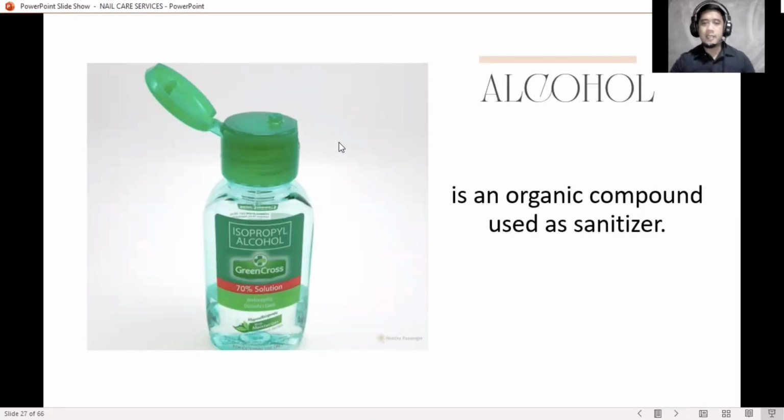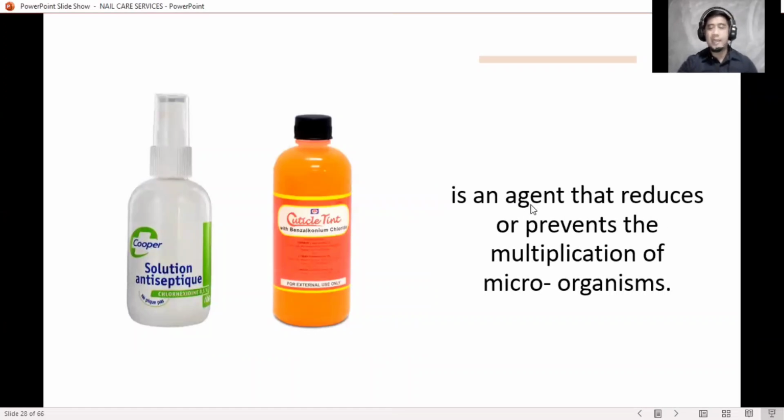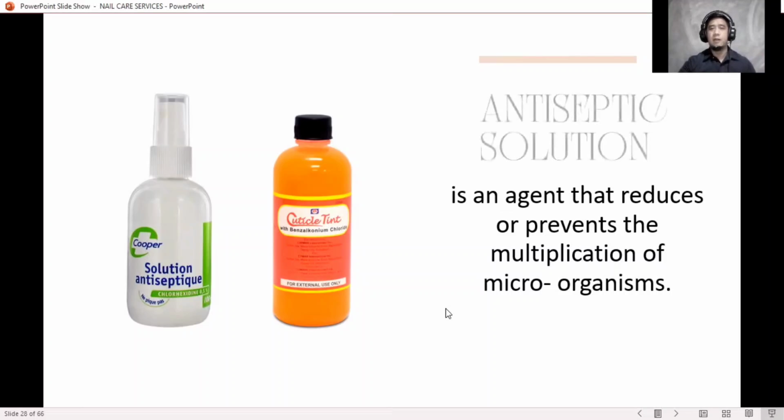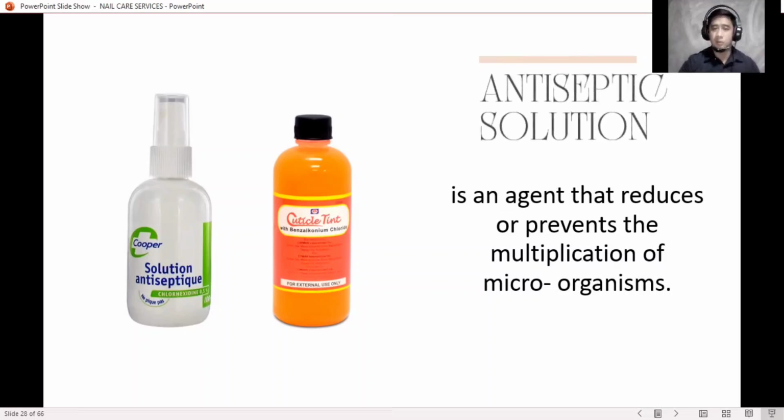Okay, the next material that we have is an agent that reduces or prevents the multiplication of microorganisms. Okay, so we use that to prevent, para pigilan yung pagdami ng mga microorganisms. Okay, we call it antiseptic solution. Okay, so these are the examples of antiseptic solution.